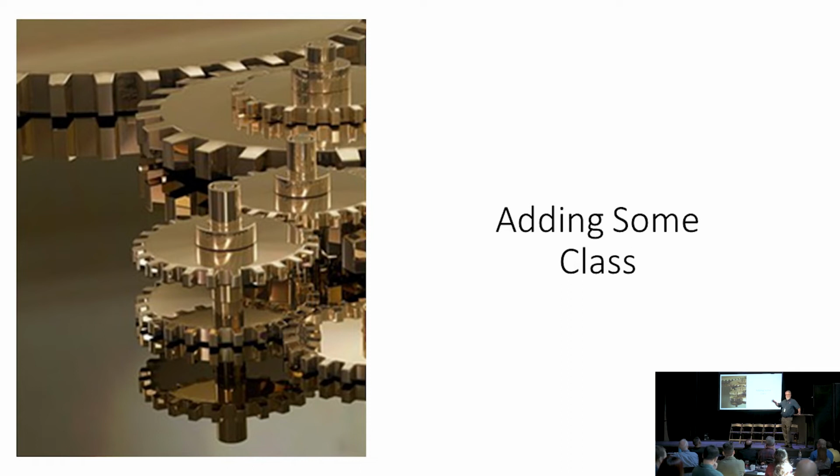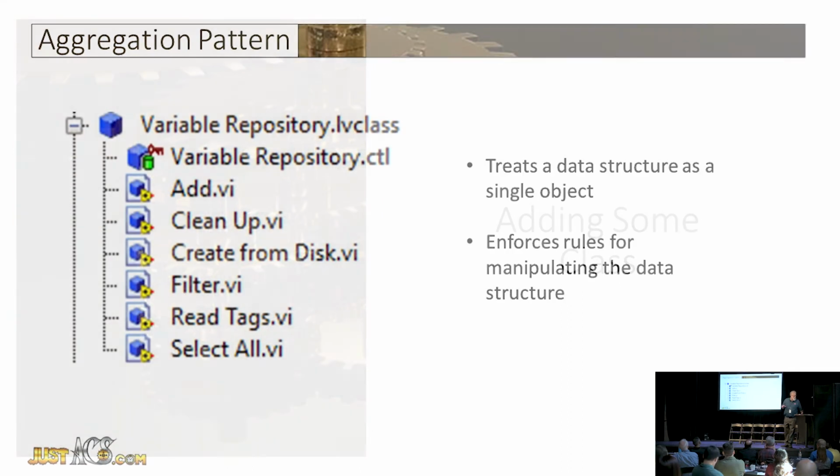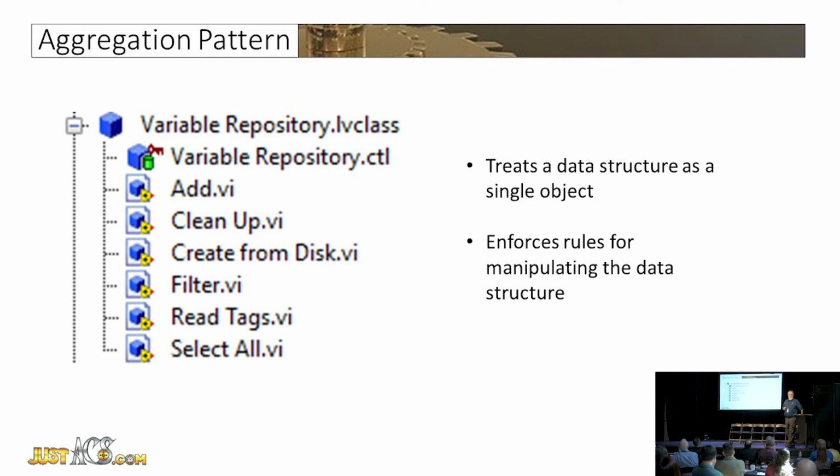Taking this data structure and wrapping it into a class is an example of something called the aggregation pattern. What the aggregation pattern does is it takes a data structure like this and treats it as a single object, the single wire that you pass around through your application. And everywhere that you pass that wire, the rules for classes let me enforce restrictions on how you can manipulate the data.